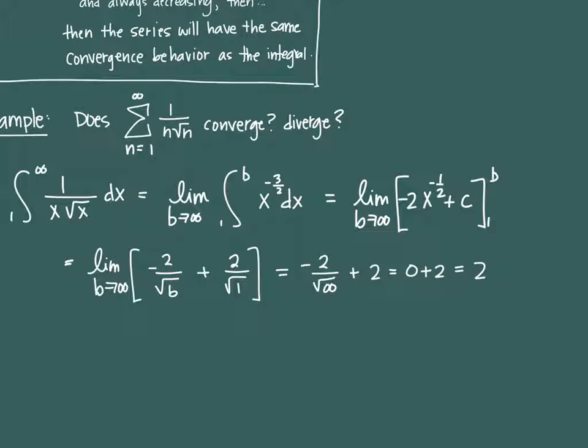So the integral converges on the value of 2. In other words, the area converges on the value of 2. That does not mean the series will converge on the value of 2. It just means that the series will converge to something. The behavior of this is the same, not necessarily the numerical value.